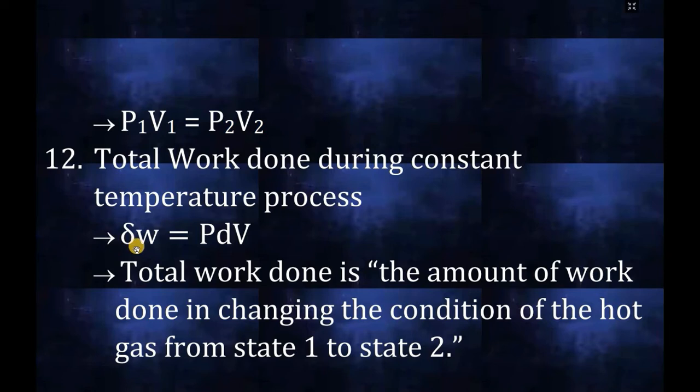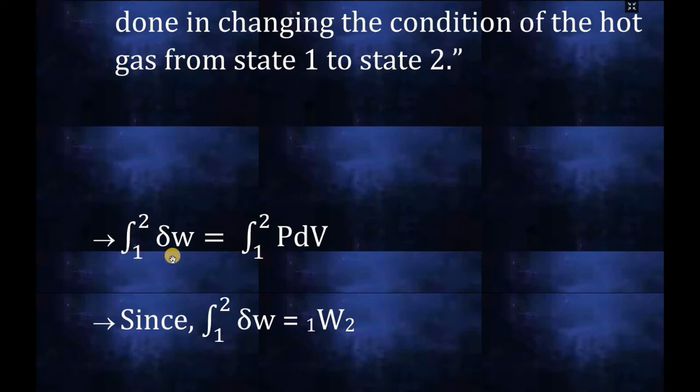Now in this RHS, P and dV are variables, that is during this constant temperature process, both pressure and volume values are variables. To be precise, the pressure value of hot gas at state 1 and pressure value of hot gas at state 2 are different. Similarly, the volume value of hot gas at state 1 and the volume value of hot gas at state 2 are different. So we have to integrate this PdV between the limits state 1 and state 2. So the next step will be integration of dou W between the limits state 1 and state 2 is equal to integration of PdV between the limits state 1 and state 2.